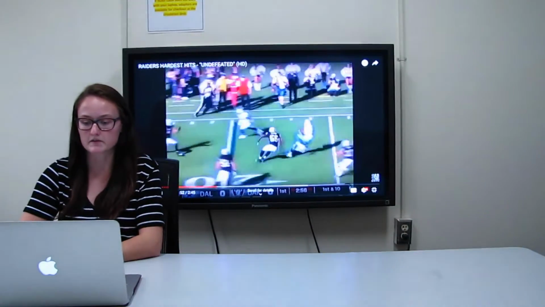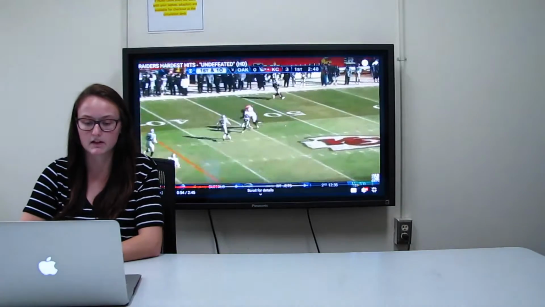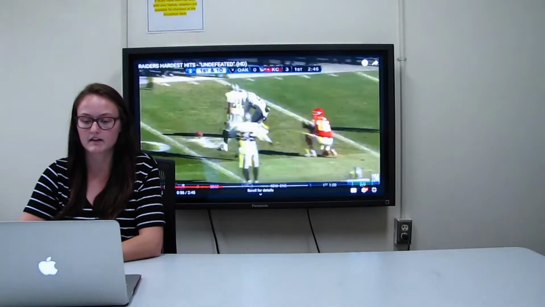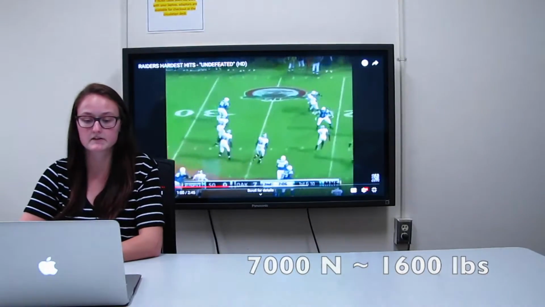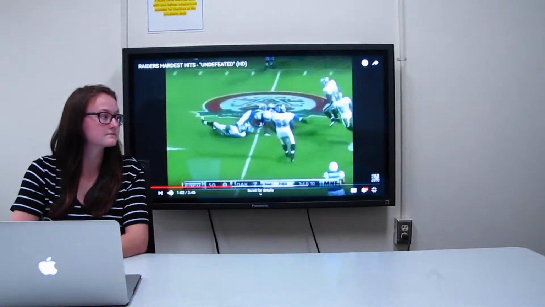Let's say a linebacker weighs about 300 pounds and is running full speed at another player. That linebacker can produce up to 7,000 newtons of tackling force. Here's what some of these hits might look like.